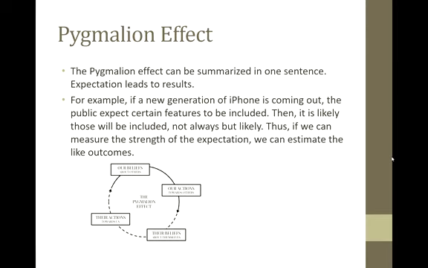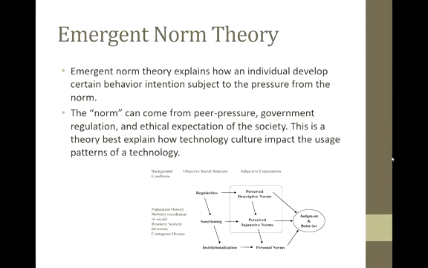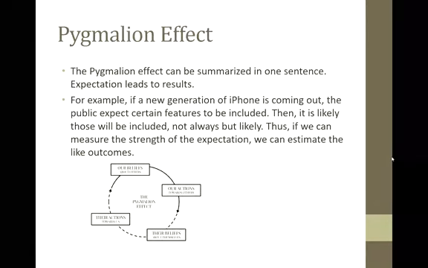And there are two other psychology models. One is called the Pygmalion effect, and the other is called the emergent norm theory. I'll leave these two models for you to do a little bit of research on yourself. And to do that, of course, you need to identify articles that explain the theory.